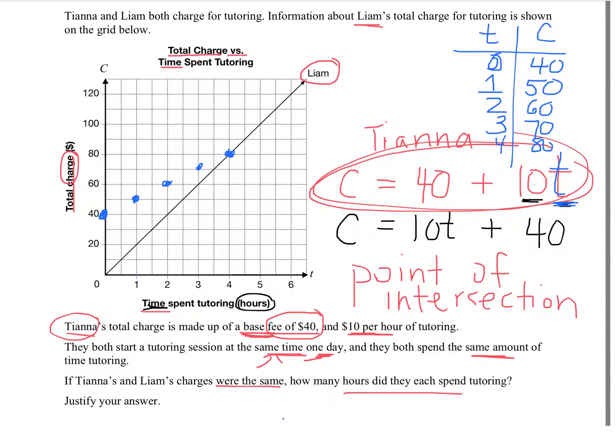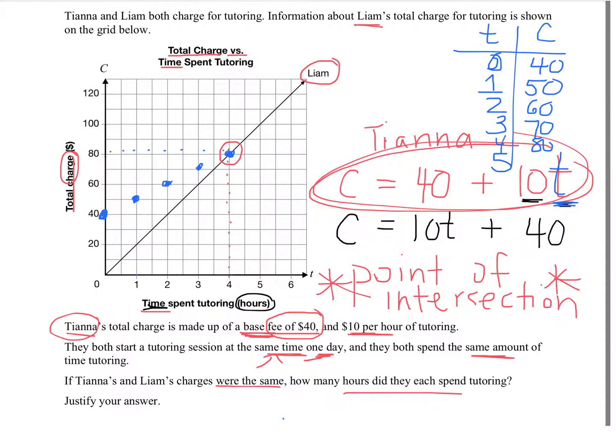Oh, what happened here? What do you notice is happening? Where did I just plot a point? On top of Liam's graph. What does that tell you? That when they worked 4 hours, they both actually made how much? $80. Let's plot one more point just to see if this is correct.